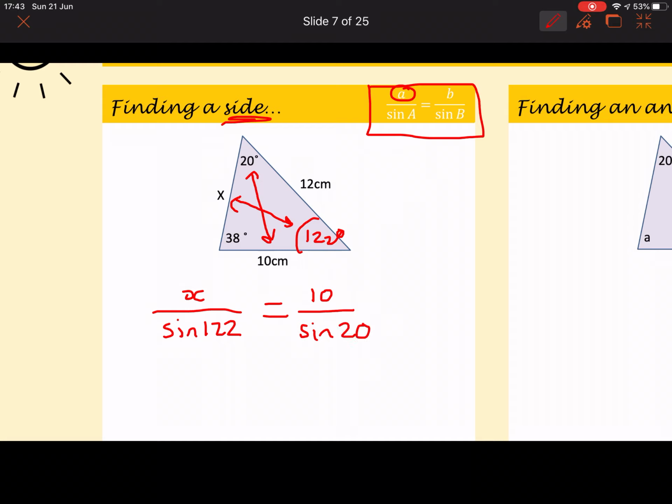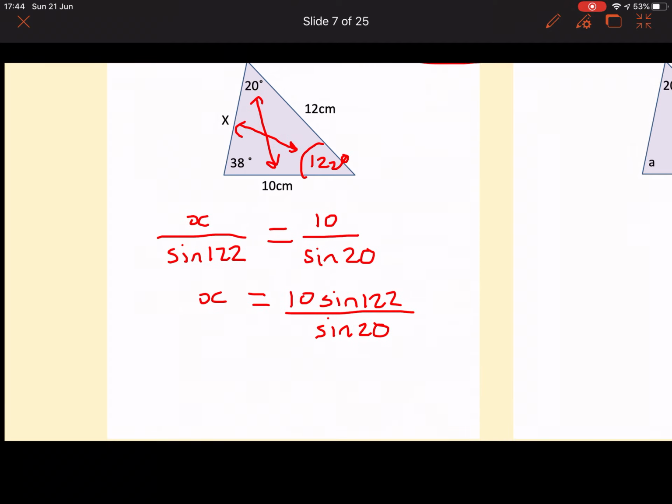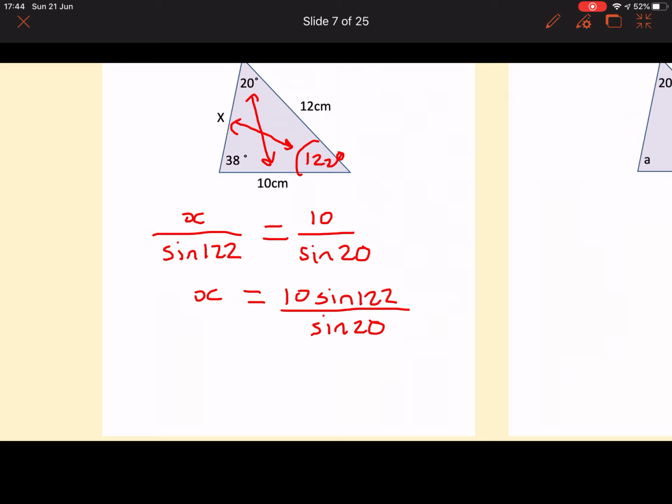Now think about rearranging. How am I going to get x on its own? Yeah, I need to times by sine of 122. So my right hand side is going to look like this instead: 10 times sine 122 over sine 20. Okay with that? So to rearrange, we've just multiplied the right hand side by sine of 122. Type that into your calculator and you get 24.8 centimetres.